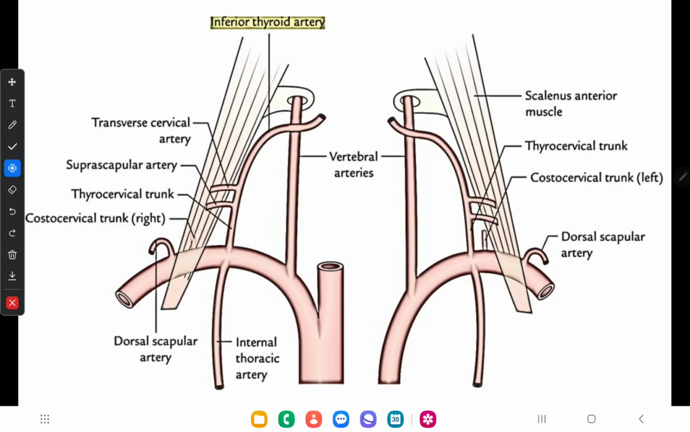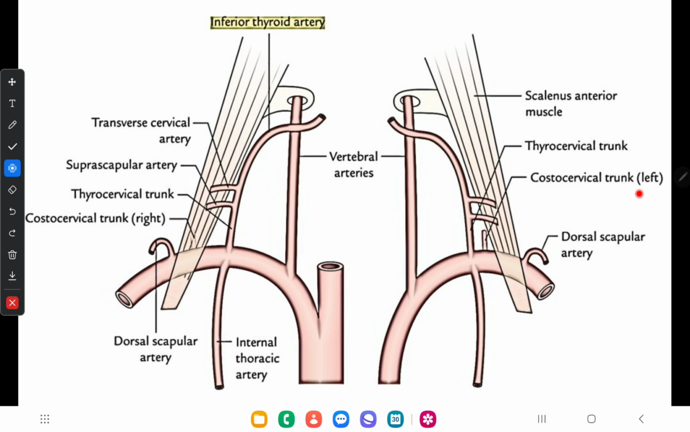When we discuss the branches arising from each part, from the first part there are three branches. First, the vertebral artery, then the thyrocervical trunk, and then the internal thoracic artery. Here also you can see the vertebral artery, thyrocervical trunk, and internal thoracic artery. From the second part, only one branch arises. It is the costocervical trunk.